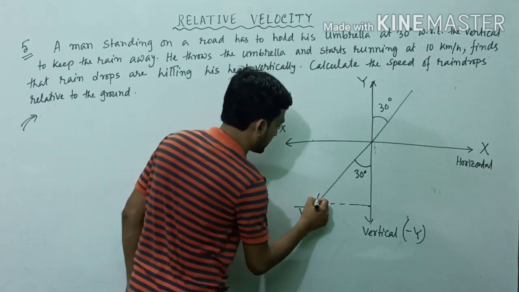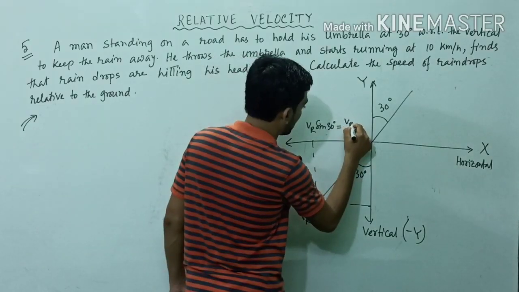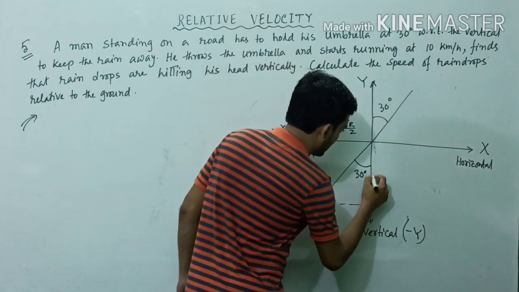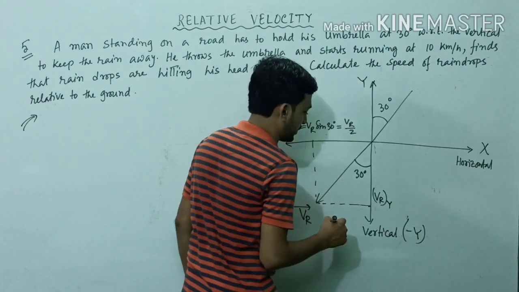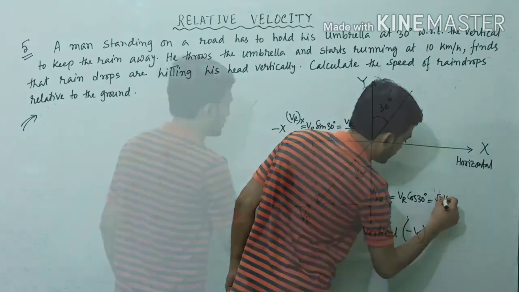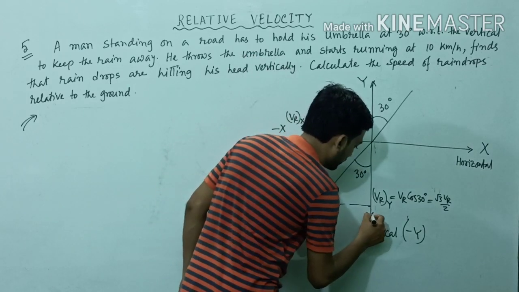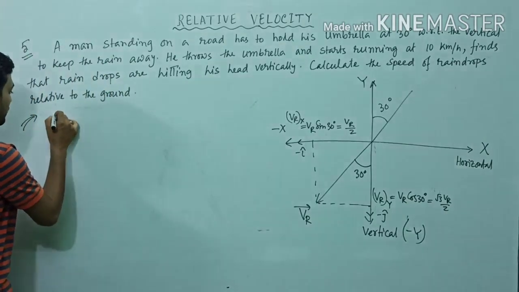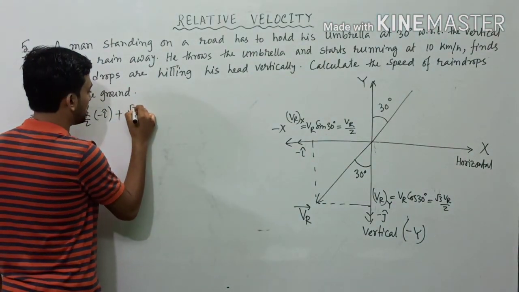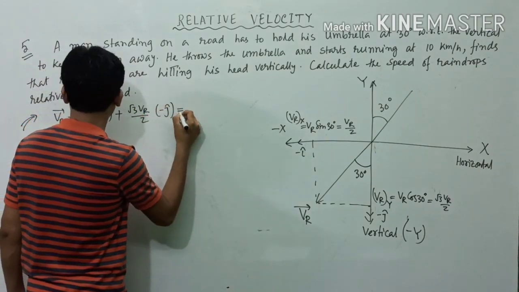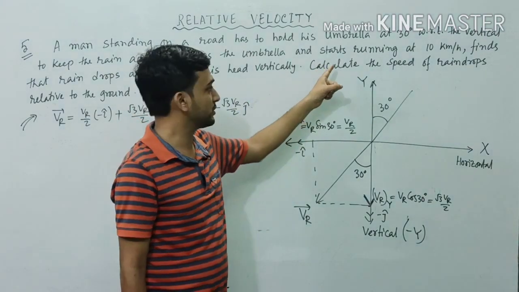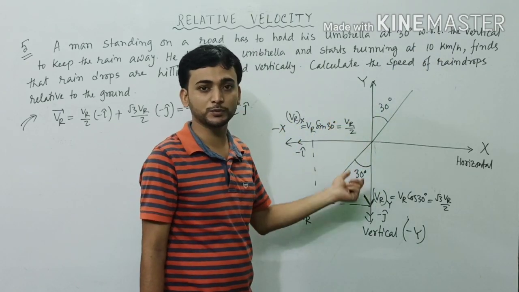Now the component of VR vector along negative x-axis will be VR by 2. Let it be VRX, means x component of actual velocity of rain, and y component of actual velocity of rain along negative y-axis will be VR cos 30 degree, which is equal to root 3 VR by 2. Now the unit vector along negative x-axis is minus I cap, and that along negative y-axis is minus j cap. So we can write VR vector is equal to VR by 2 minus I cap plus root 3 VR by 2 minus j cap. This is equal to minus VR by 2 I cap minus root 3 VR by 2 j cap. Now the man starts running at a speed of 10 km per hour, finds that raindrops are falling vertically downward.